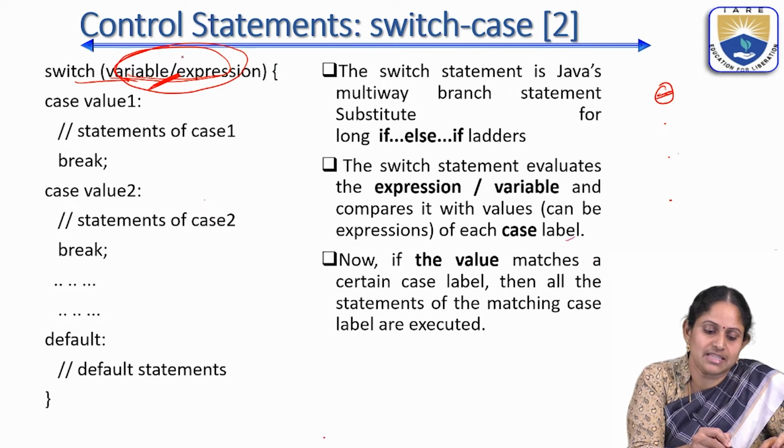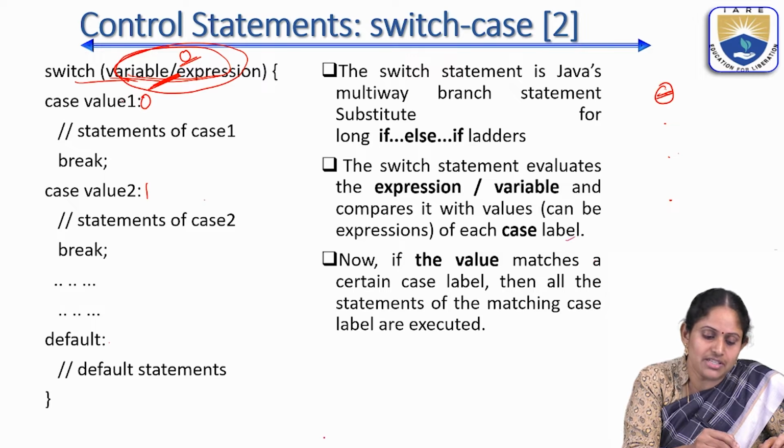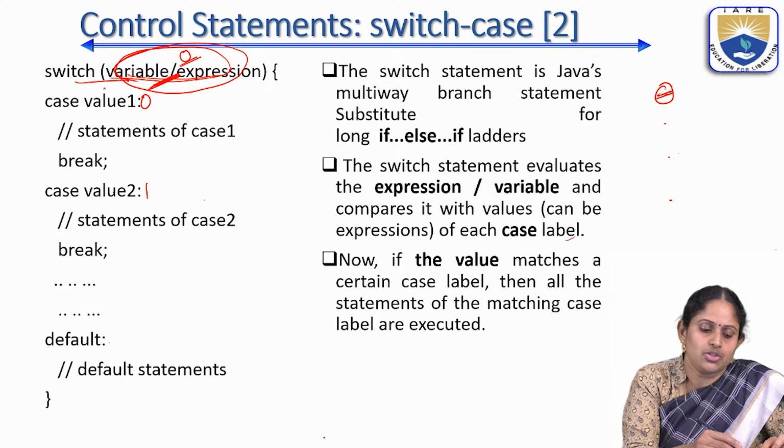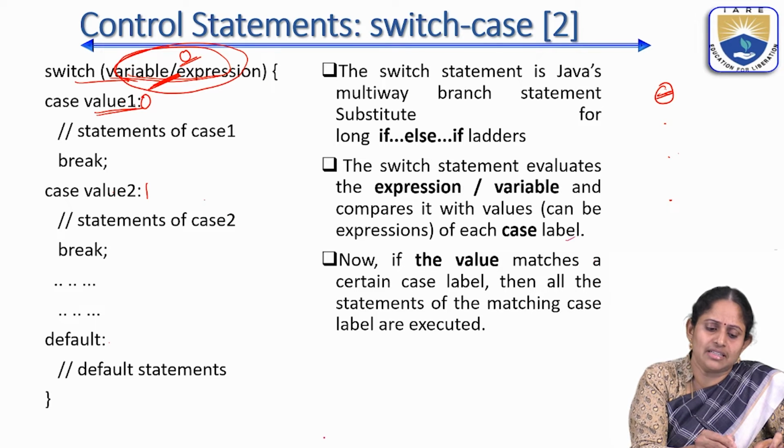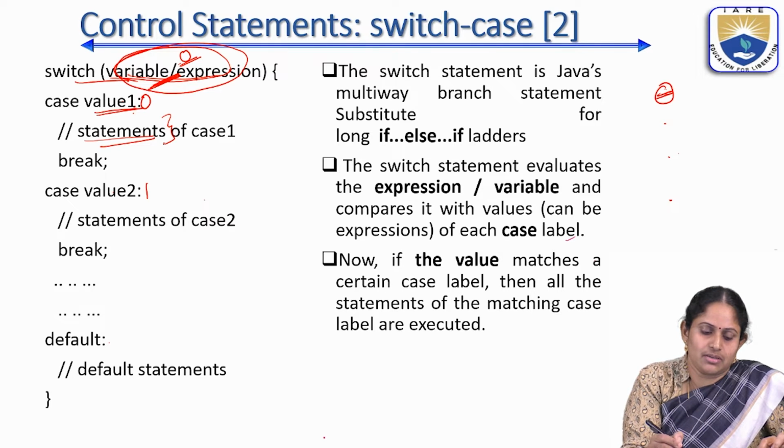So for example, let's say we have a variable value as 0, and this is case 0, case 1 and default. So what will it do? It will check whether this value 0 is matching to any of these cases. So first it will compare it with this. So it found that they two are matching. So this set of statements will get executed.